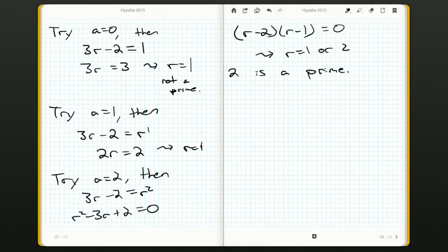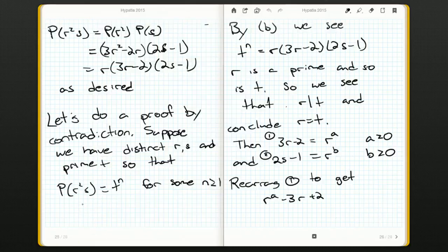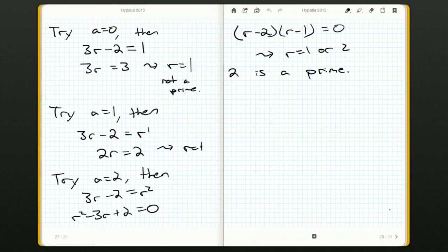Alright, so what would happen if 2 was a prime? Is there a way to discount that? Well, it would have to come from our other equation here, because equation 1 is satisfied. If r is 2, that's satisfied. We get 2 to the power of 2. And there's nothing else from beforehand that would be contradicted, so we've got to find our contradiction. So 2s minus 1 is 2 to the power of b.